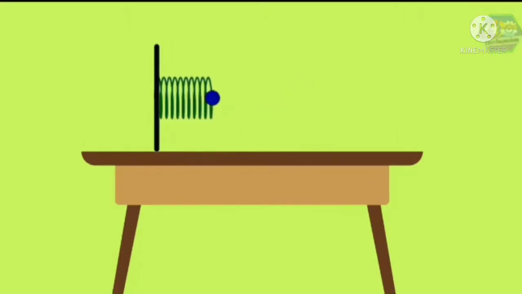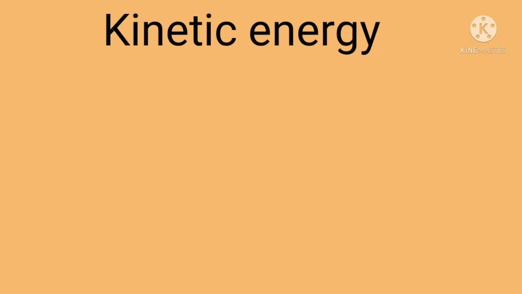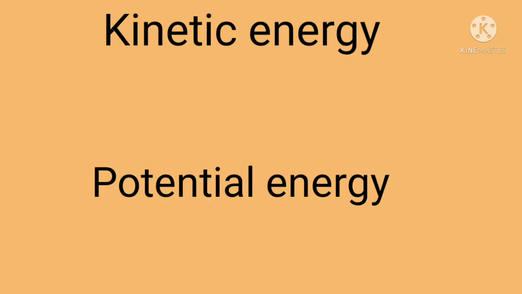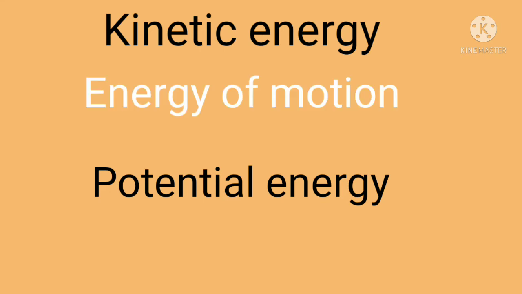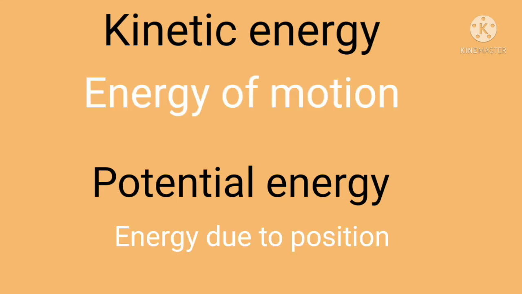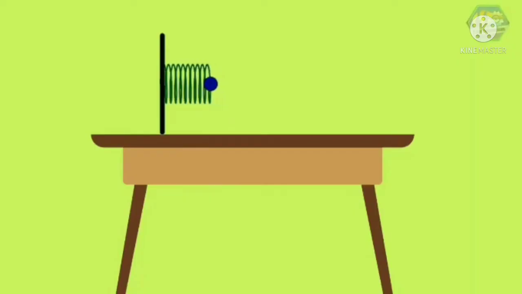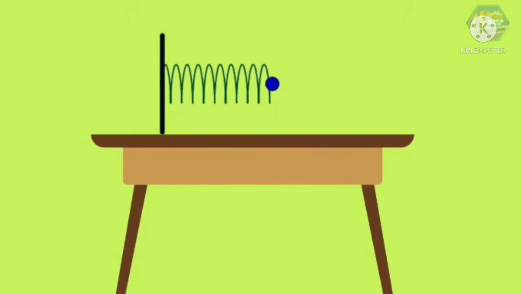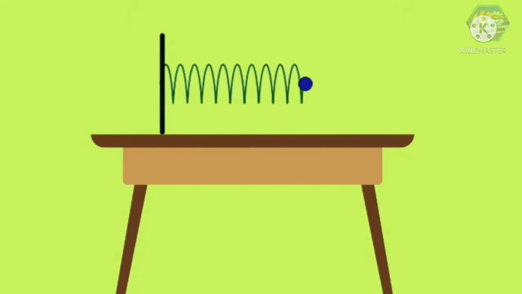Recall the two kinds of energy, the kinetic energy and the potential energy. Kinetic energy is the energy of motion, while potential energy is the energy due to position. So, when the ball compresses and stretches the spring, both kinetic and potential energies are shown.